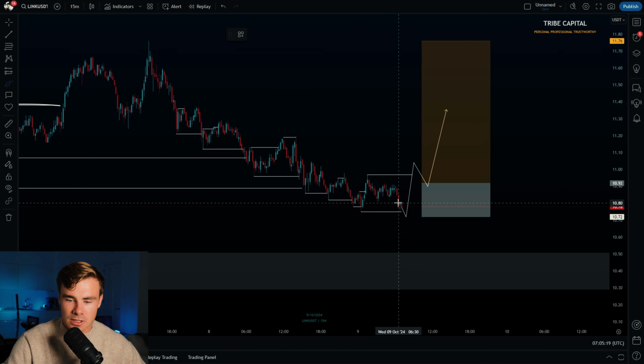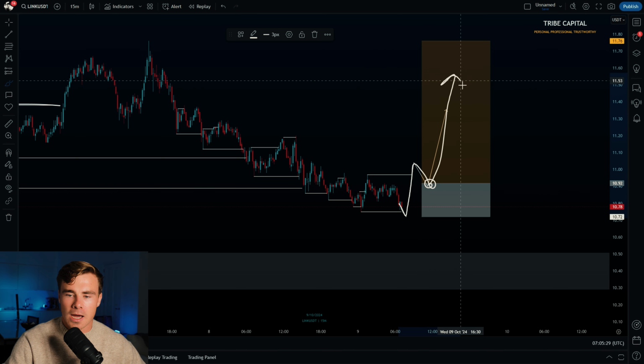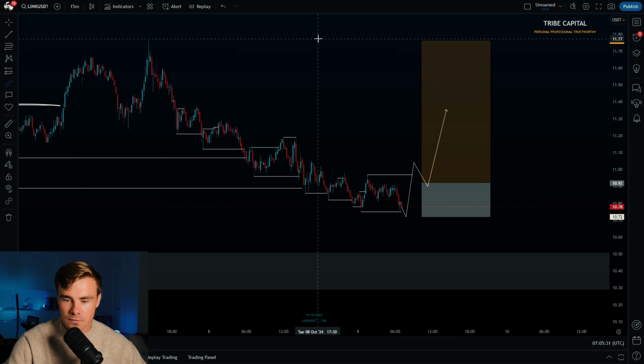Now the trigger is very simple: a sweep of this liquidity followed by a break of structure followed by a higher low. Within that higher low we are going to position ourselves and we are going to target brand new weekly highs and eventually higher targets for the Chainlink price.